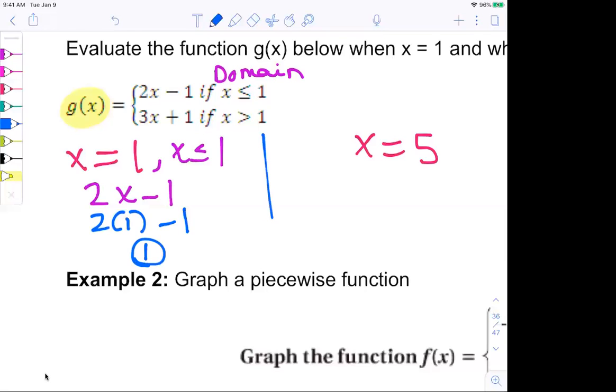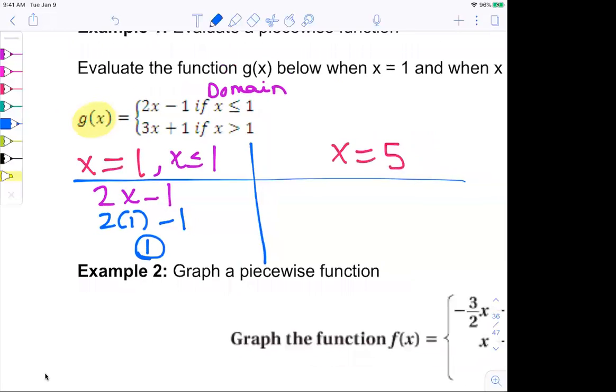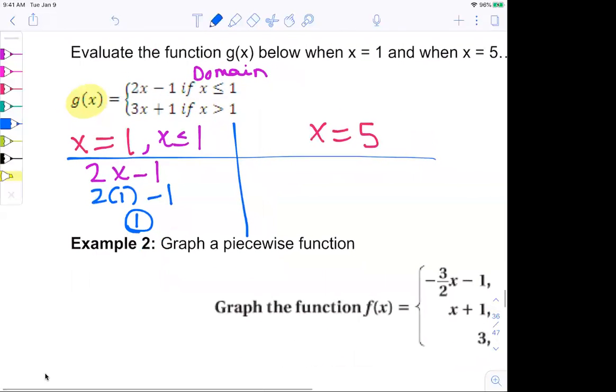Remember, evaluate means I should find a final answer or a final solution. So when x is 1, my equation is also equal to 1. So my second problem here, the second part, says x is equal to 5. So Julia, if x is equal to 5, which equation would it apply to?